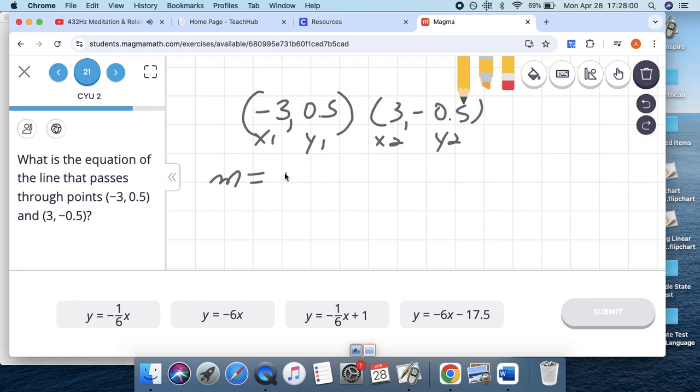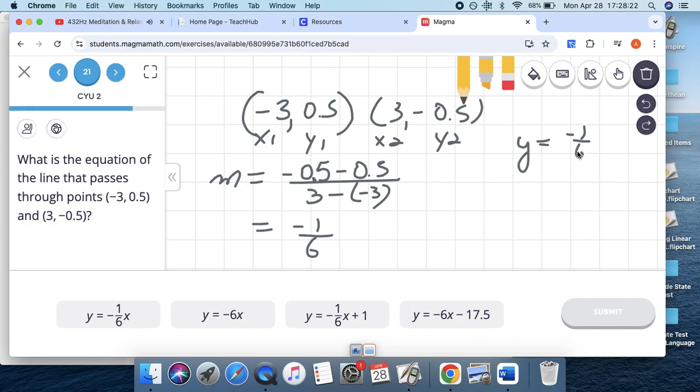So first we're going to do negative 0.5 minus 0.5, and then 3 minus negative 3. And we get that our slope is negative 0.5 minus 0.5 is negative 1, and 3 minus negative 3 is just 6. So our slope, let's start building, is negative 1 over 6 x, but we don't have b yet.